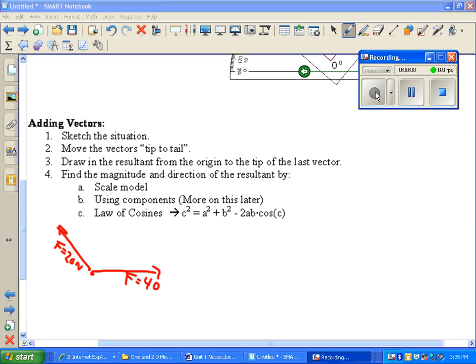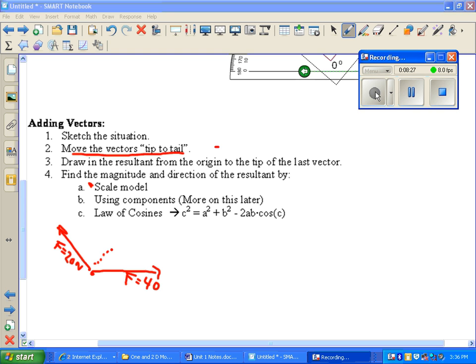Okay. Now which way am I going to go? Well, I'm going to end up going someplace in between there, all right? And I have to figure out where that's going to be. And there's a couple ways to do it. The first way we're going to talk about is using a scale model, okay? And you have to move the vectors so they are tip to tail.